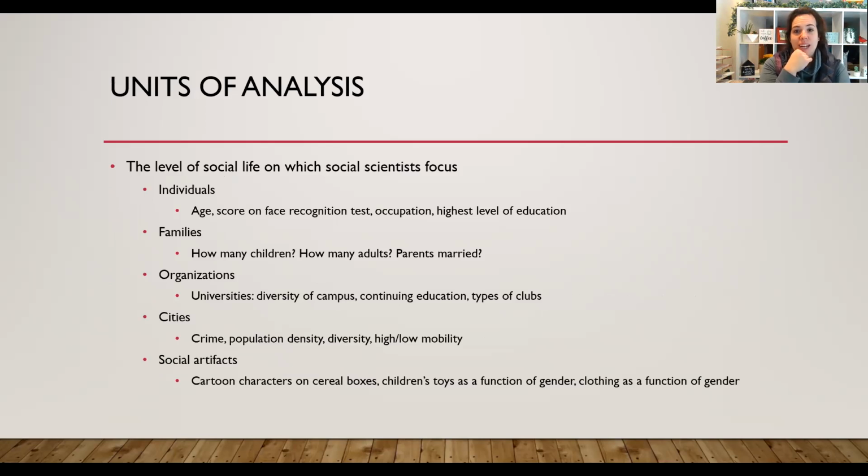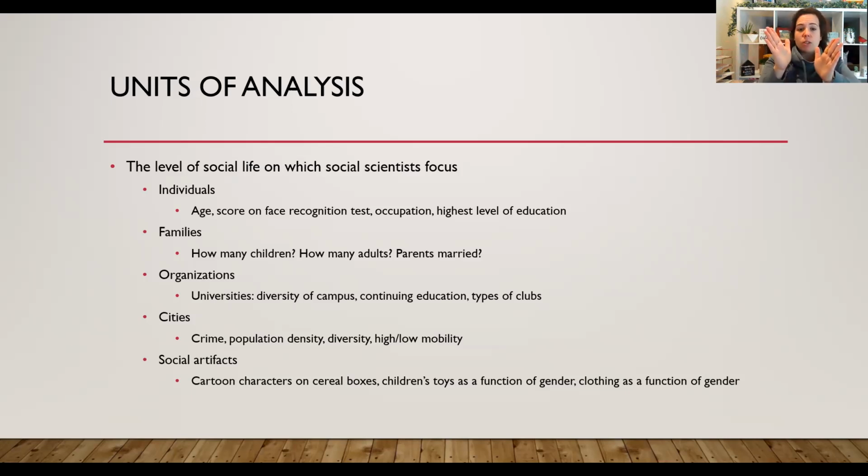All right, let's talk about unit of analysis. We're going to go from small to bigger. We're funneling out. First we start with individuals. Those can be individual factors. What is your age? What is your score on a specific test or survey or questionnaire I'm giving you? What's your occupation? What's your highest level of education? Those are all variables that are specific to you as an individual. Then we could take it a level higher, families. I can ask about how many people are in your family, how many adults. I can ask about your parents, maybe your grandparents.